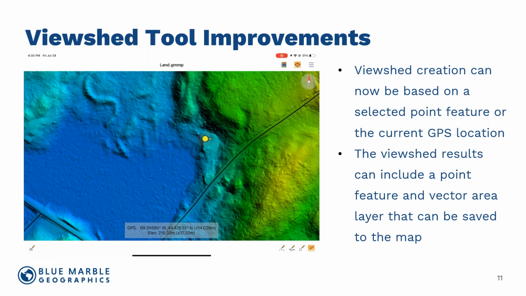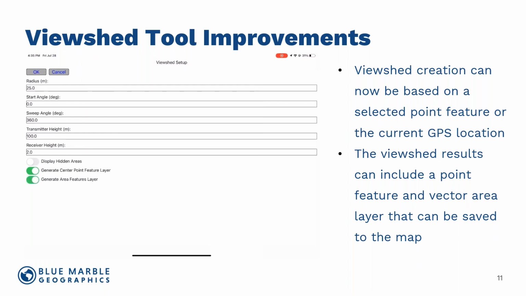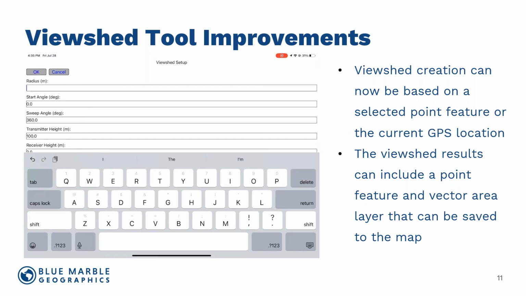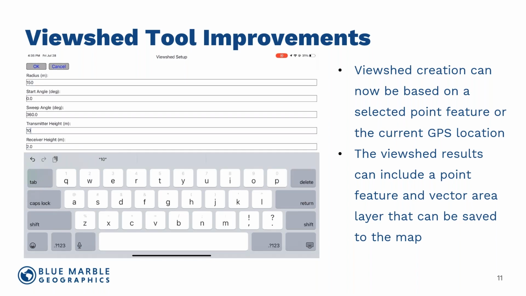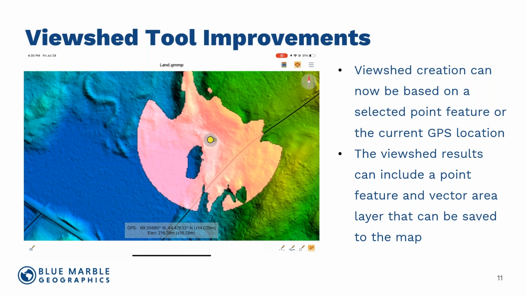Viewshed was available in a previous version of the app, but it was based on a created and selected point feature in the map. As you can see from the screen recording, I enabled the GPS location on this device, and I'm using that GPS location as my transmitter location, sort of my viewpoint for this Viewshed.